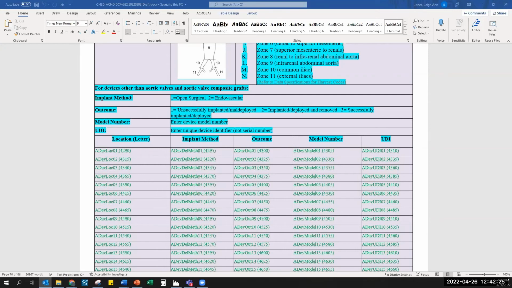Then we want to know your model number. You have to type that in. And your UDI, again, this is not your serial number. This is your unique device ID number. We recommend not typing that in. It's very, very long and there's lots of room for error there.